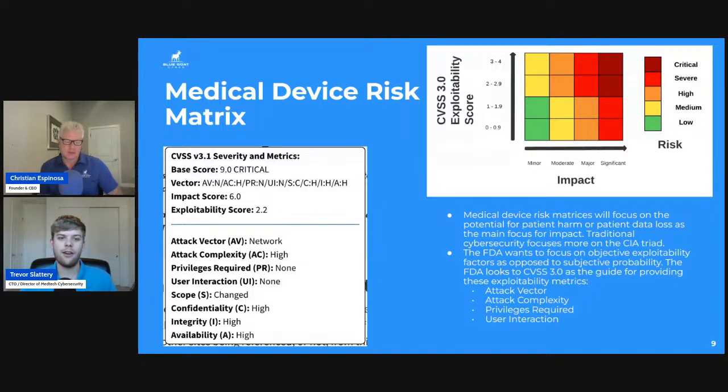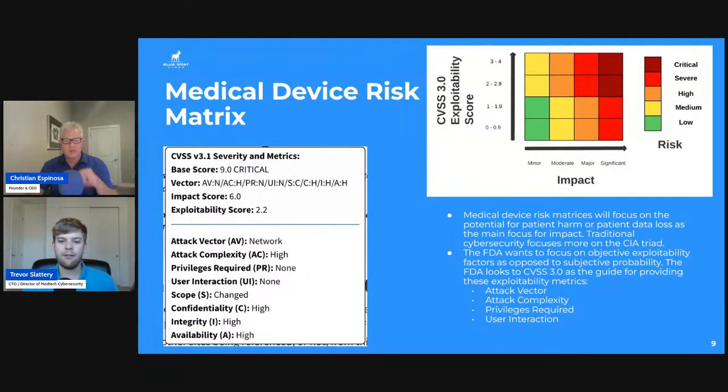This brings us to the little chart on the left here, where we look at some of the severity and metrics that we consider. We'll see here there's an impact score and an exploitability score. That impact is saying what is the outcome, what is the impact of the vulnerability, which again, we're focusing a little bit more on patient harm here for our impact score. But it's very important to note this exploitability score. So we'll see right here in this example that it's saying it's a 2.2, and we notice that our scale goes from 0 to 4.